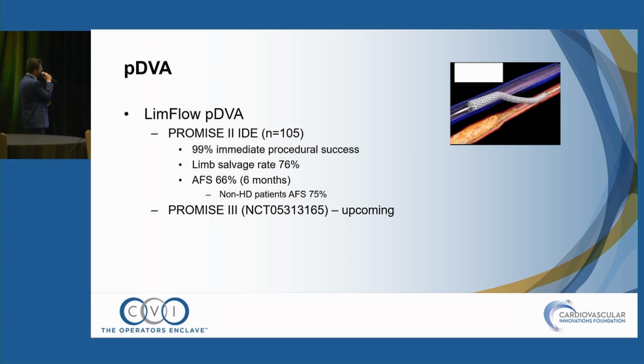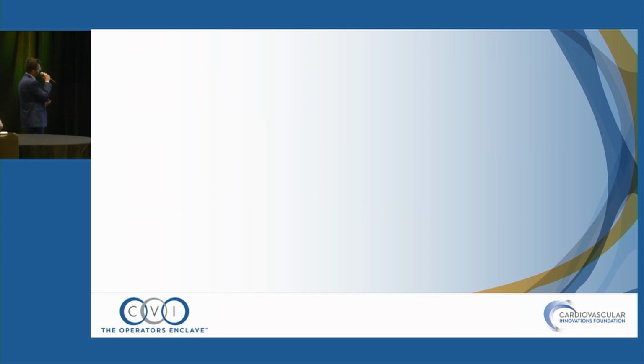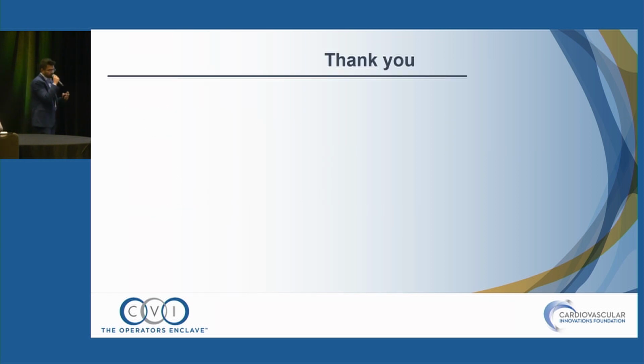Just a quick slide on the trial. I know we're not presenting data too much, and Dr. Shishehbor already mentioned this. In the PROMISE-2 trial, we had a 99% success rate in terms of procedure success. We have a limb salvage rate of 76%, and amputation-free survival at 6 months was 66%. Non-hemodialysis patients had amputation-free survival of 75%. As Dr. Shishehbor mentioned before, dialysis patients don't necessarily do as well. They're really, really sick. Now the PROMISE-3 trial is going, and we're enrolling patients at this point in time. Thank you, and I'll take any questions.